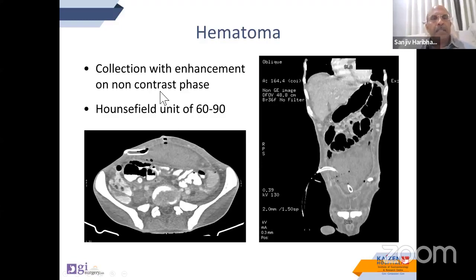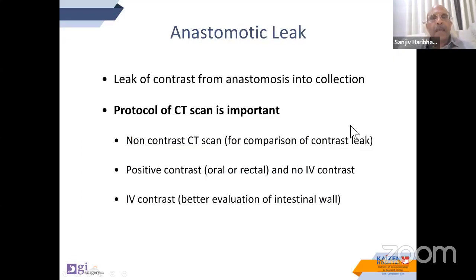Hematomas, collections with enhancement or non-contrast with Hounsfield units of about 60 to 90 will suggest that this is a hematoma, an intra-abdominal bleed. Anastomotic leaks are very important, and for this we need to use oral contrast or rectal contrast depending on the site of the anastomosis, and the leak of contrast will be evident.